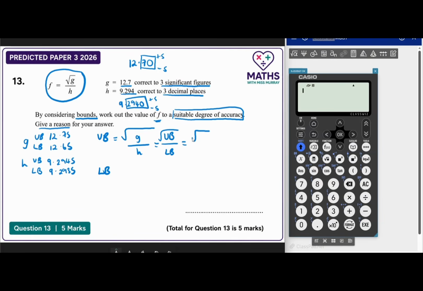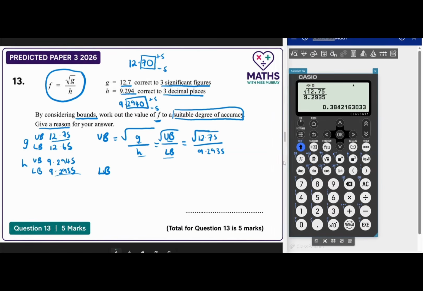So I'm going to do the square root of the upper bound of g. The upper bound of g is 12.75. Division, people often get the upper and lower bounds wrong. And I want the lower bound of h, so that is going to be 9.2935. So I'm going to pop that in on my calculator. Make sure the square root is only on the top. So I press fraction first, then square root, then 12.75, down arrow, and then 9.2935. And then I press equals.